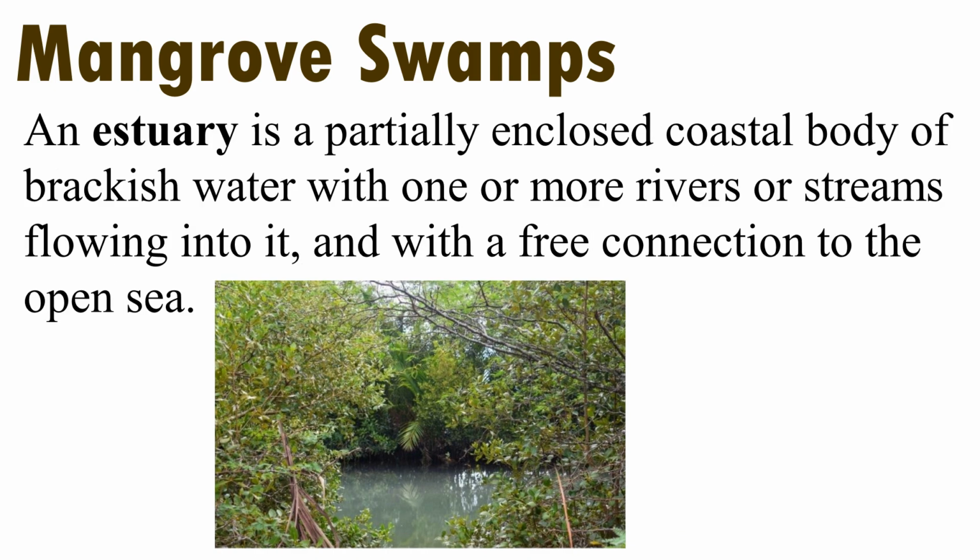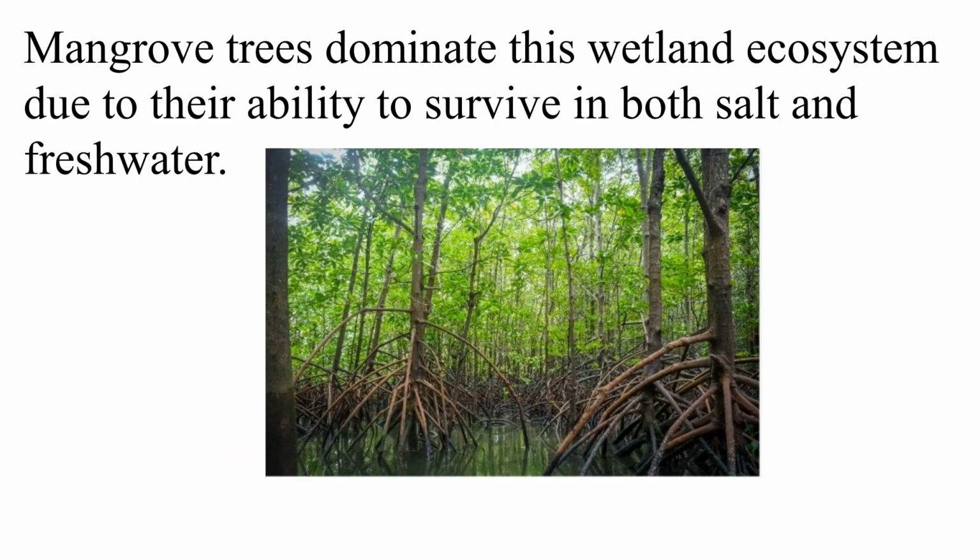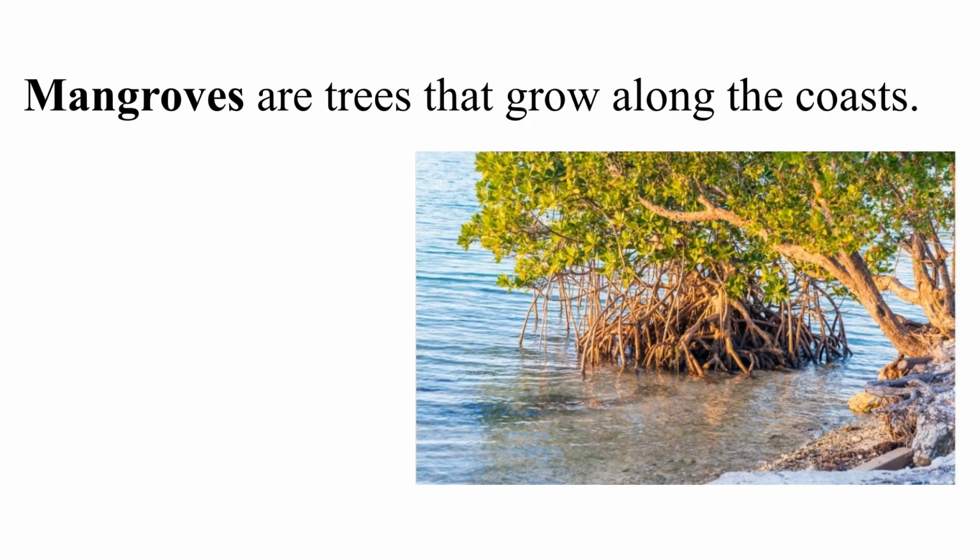An estuary is a partially enclosed coastal body of brackish water with one or more rivers or streams flowing into it and with free connection to the open sea. Mangrove trees dominate this wetland ecosystem due to their ability to survive in both salt and fresh water. Mangroves are trees that grow along the coast.